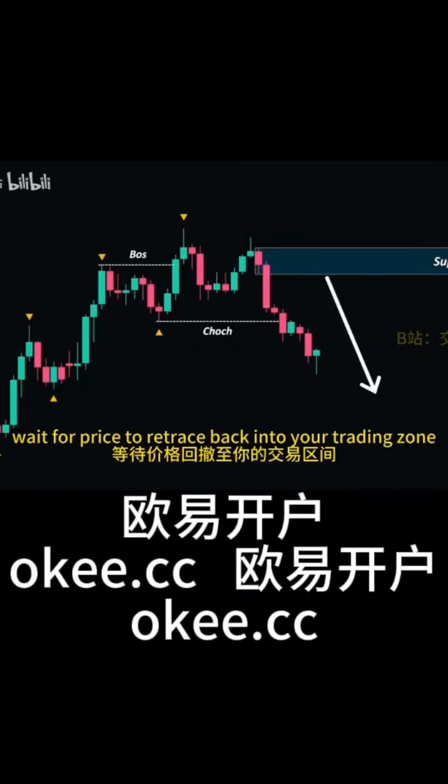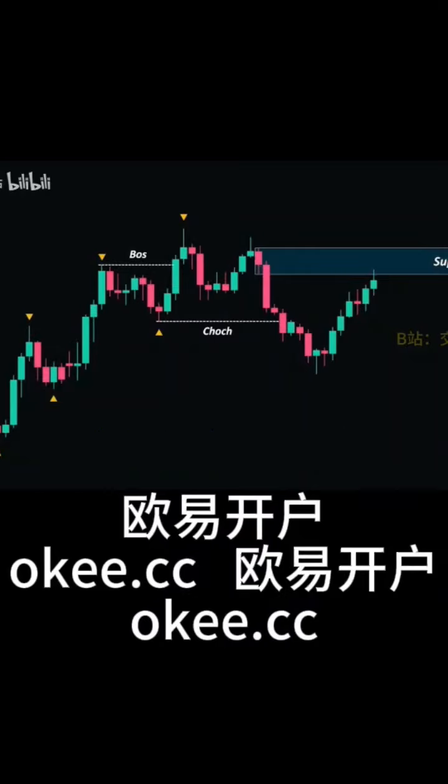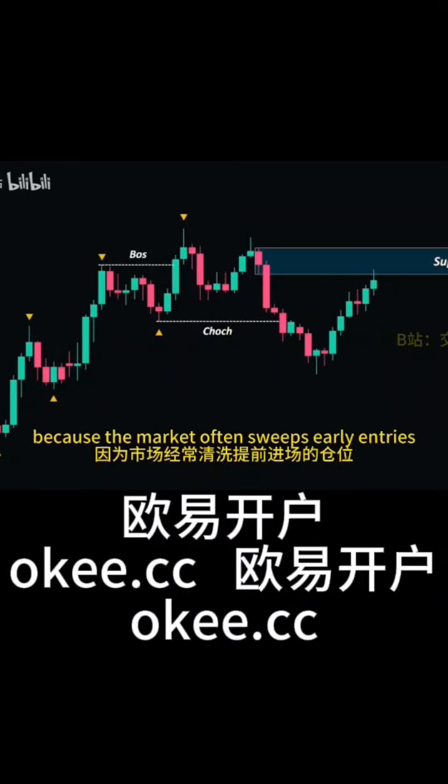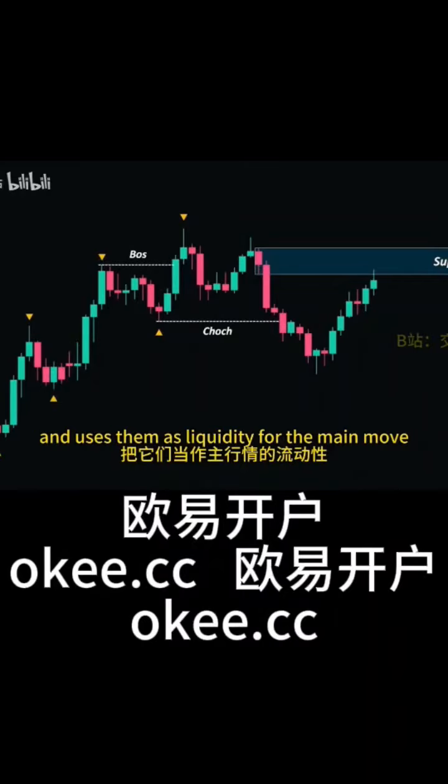Next, wait for price to retrace back into your trading zone. Never enter a trade before price clearly reaches our demand zone, because the market often sweeps early entries and uses them as liquidity for the main move.